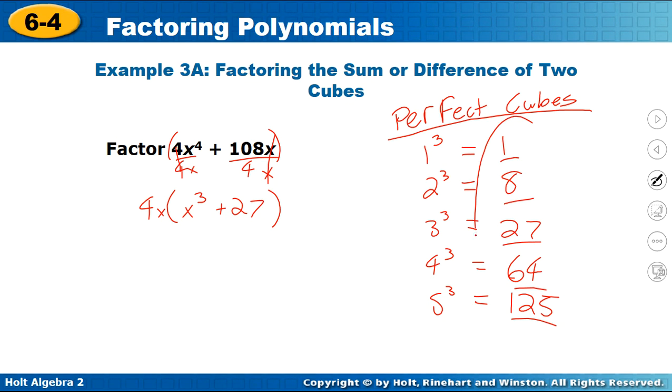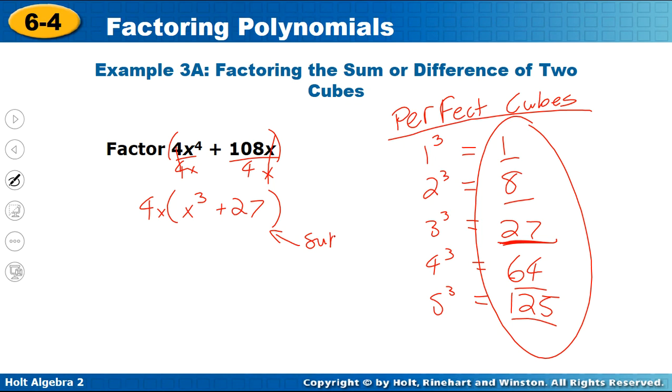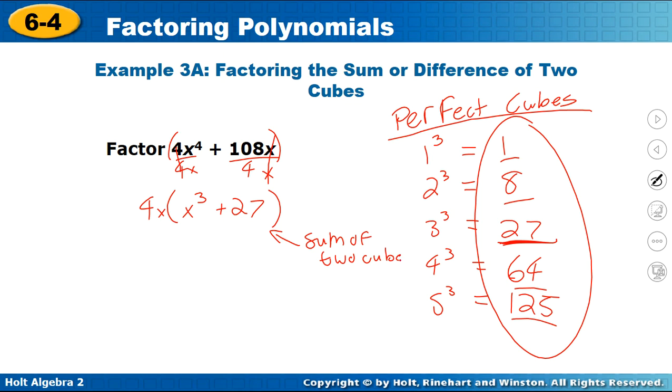But in short, try to memorize at least this list. Notice, of course, x to the 3rd, as we mentioned, is a perfect cube. And 27, as we just mentioned, is also a perfect cube, which is how I can know that this is a sum of 2 cubes. Alright, sum obviously because it's plus as well.